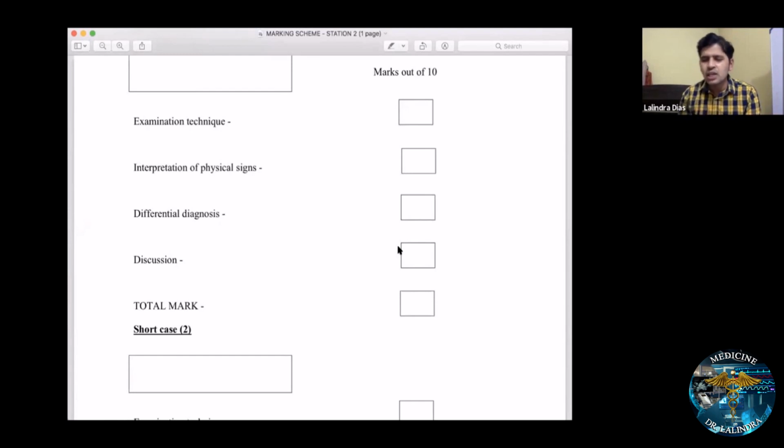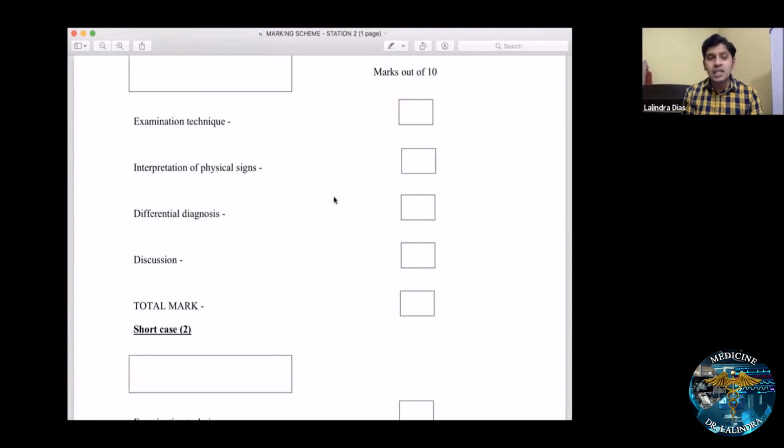Examination technique. So your examination skills, or the process of system examination. You are supposed to do the cardiovascular system examination. You are supposed to do the respiratory system. I mean, two systems out of the 4 systems, abdomen and also nervous system. For the nervous system, we don't give you all 4: either upper limbs, lower limbs, or cranial nerves, or the cerebellar system. So for examination technique, you get a huge component.